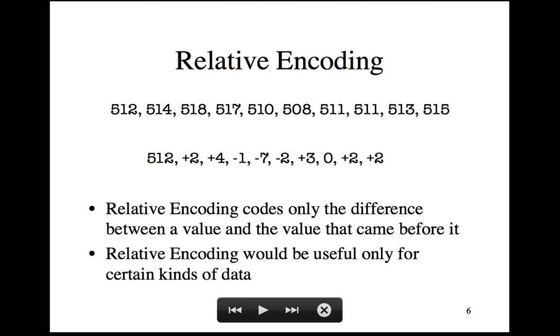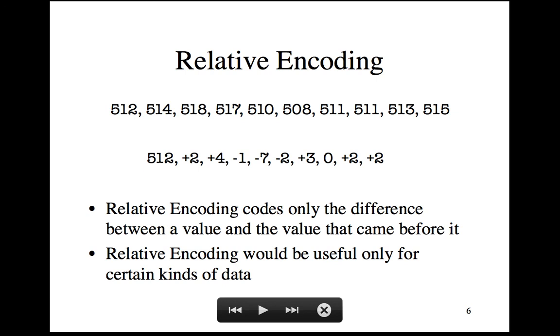Relative encoding is another kind of compression. With relative encoding, we have a number of pieces of data, and instead of coding the absolute value of each piece of data, we code the difference between each piece and the piece that came before it. So here we have a bunch of values: 512, 514, 518, 517, 510, 508.